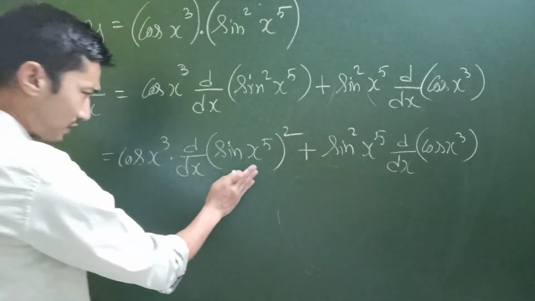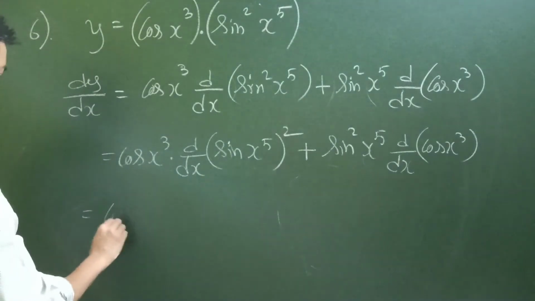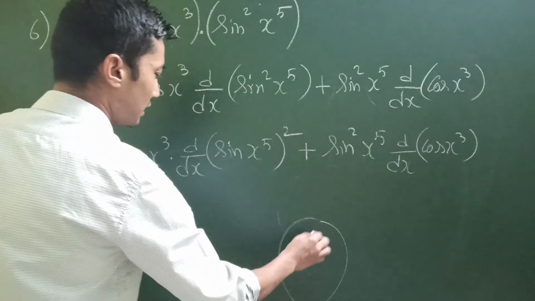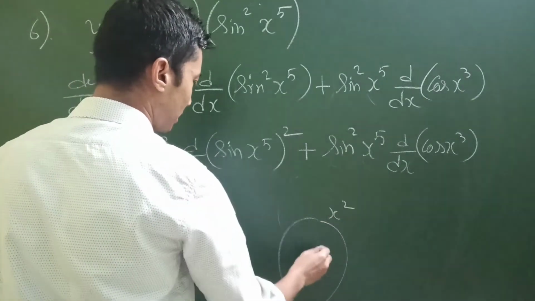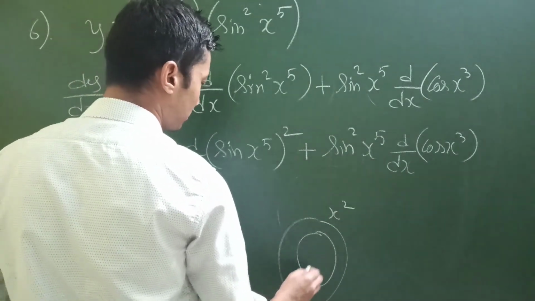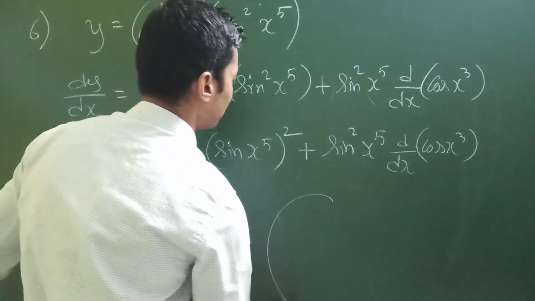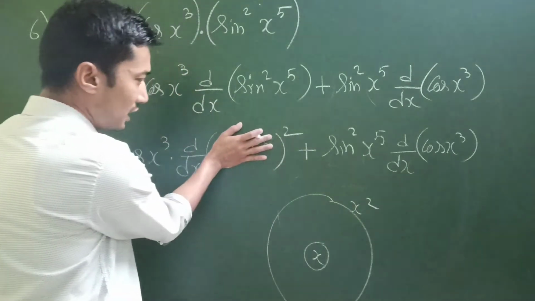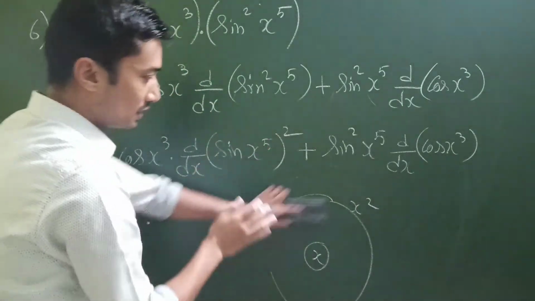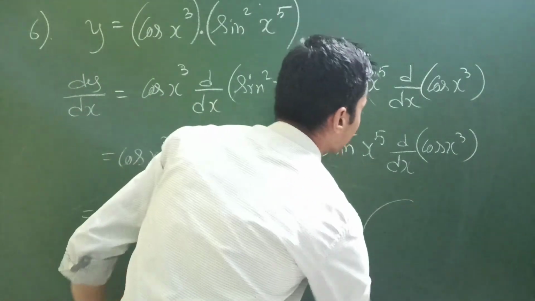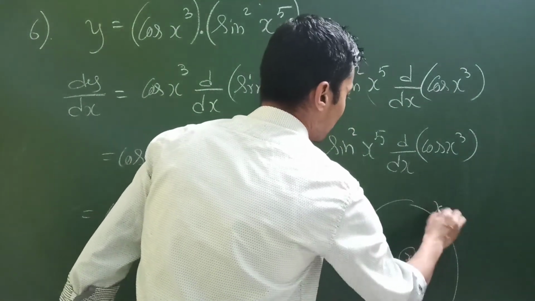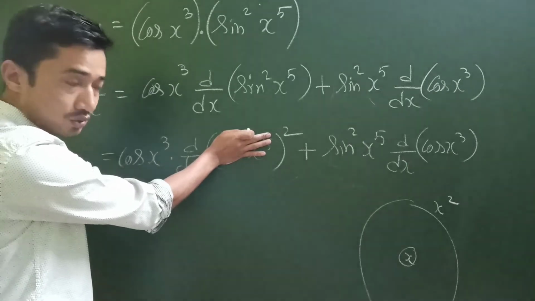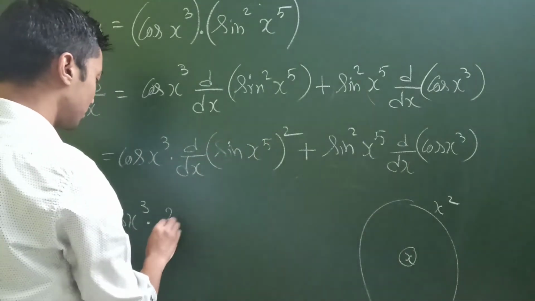Cos x cube. So how many functions for this one? Okay, so you can see that the problems are now becoming bigger and bigger. First, it's like x squared. Then only we can go to x, we have to first clear the function of x squared, right? So what is the derivative of x squared? 2x, isn't it? Derivative of x squared is 2x.